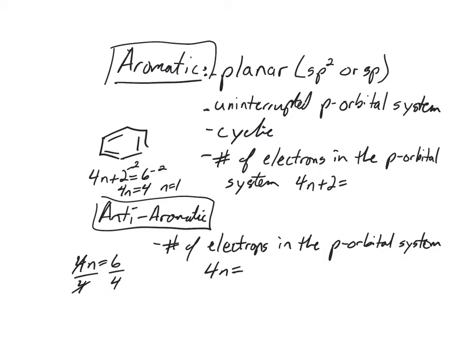Another way to think of these, if you don't want to memorize the equation: for the aromatic system, it's always an odd number of pairs, of lone pairs or pi bonds. It's always odd. For anti-aromatic, it's always an even number of lone pairs or pi bonds in the p orbital system.